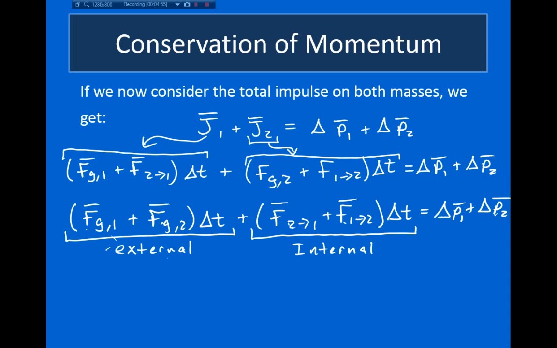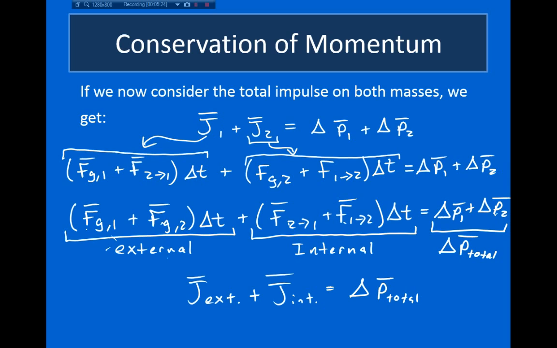And then finally, I want to call this thing here, the change in the momentum of mass 1 plus the change in the momentum of mass 2, I'm going to call this the change in the total momentum. So what we have is that the external impulse plus the internal impulse is equal to the change in the total momentum.